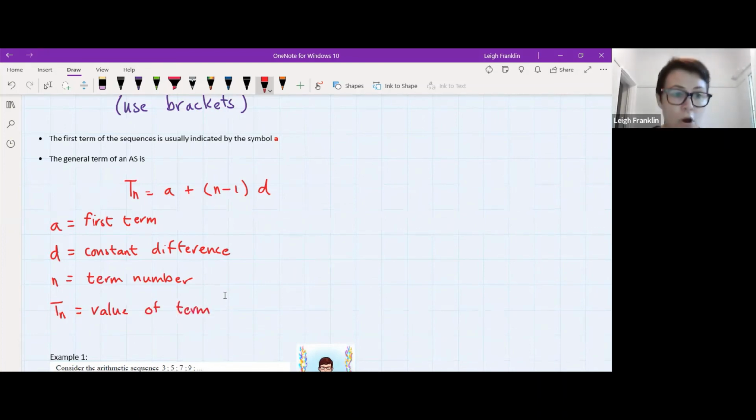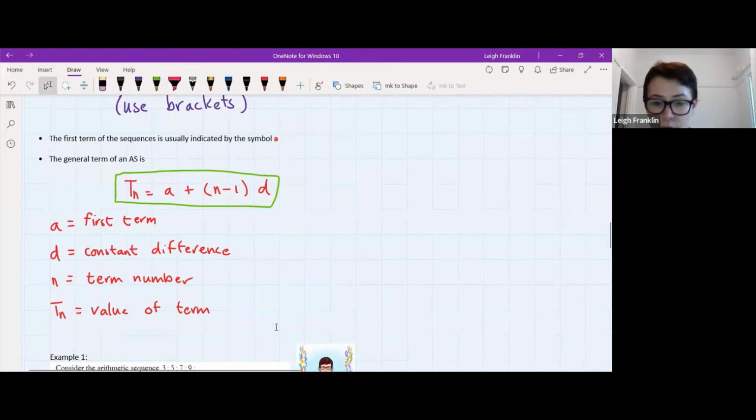Good job. Okay, if you learn these formulas, it means that you can save time in your exams because you don't have to go backwards and forwards to a formula sheet. Okay, but then just make sure that you've learned them properly.